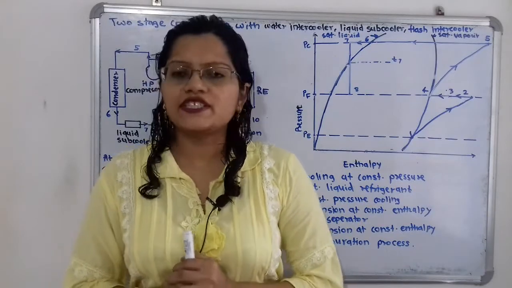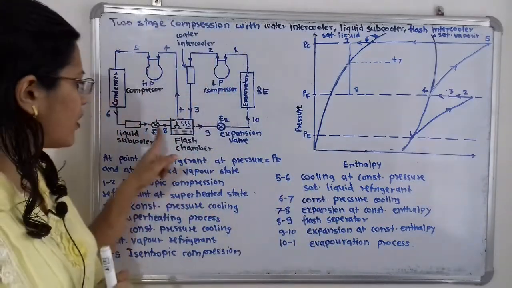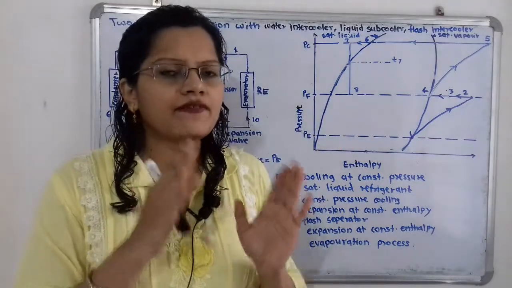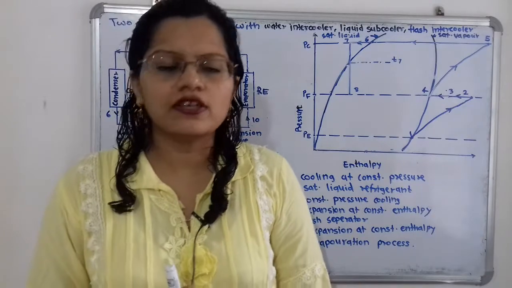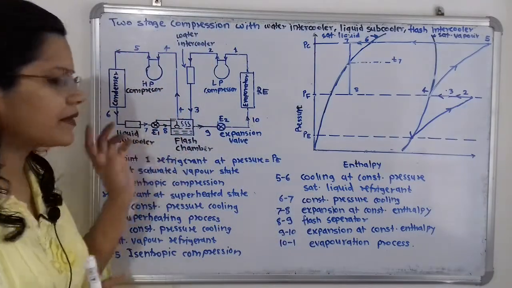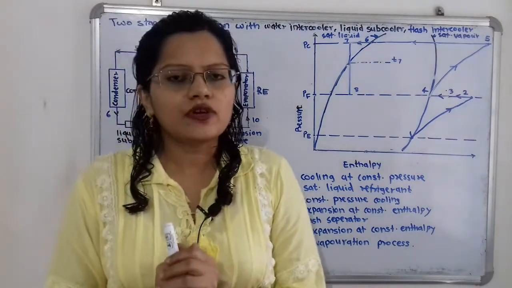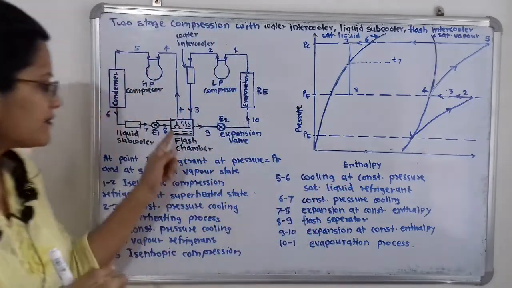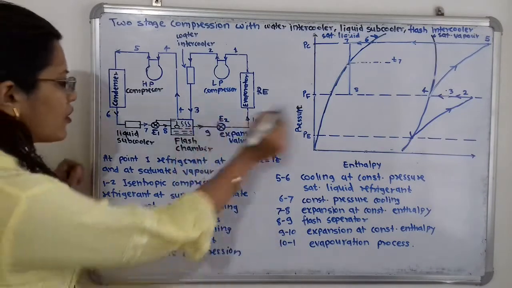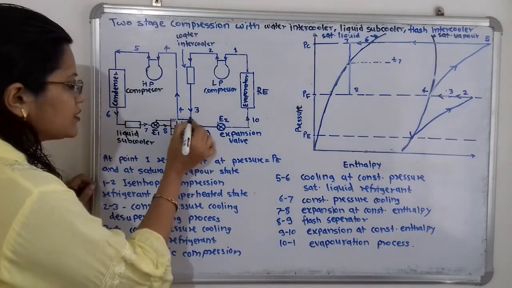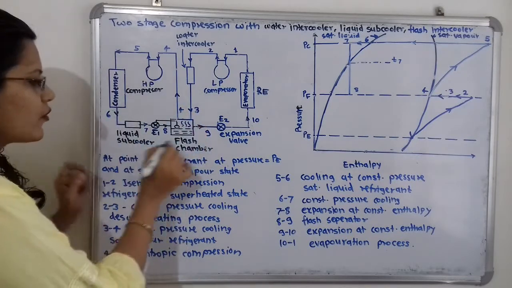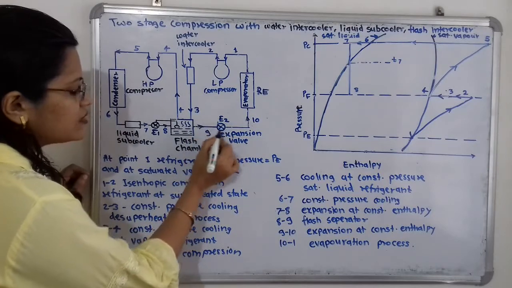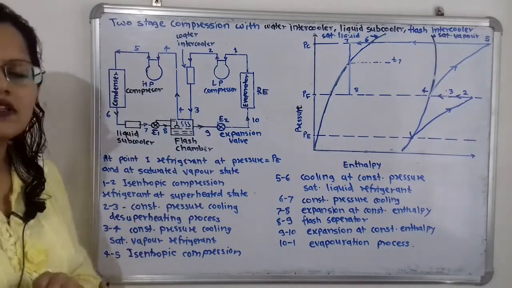When the refrigerant is leaving the expansion valve E1, then here at point 8 the refrigerant is in vapor plus liquid condition. So if we observe, this flash chamber acts as a separator. So here the refrigerant is getting separated into vapor as well as liquid form. The vapor refrigerant is passed through this process 3 to 4 and the liquid refrigerant is again passed through the next process for the expansion valve E2.